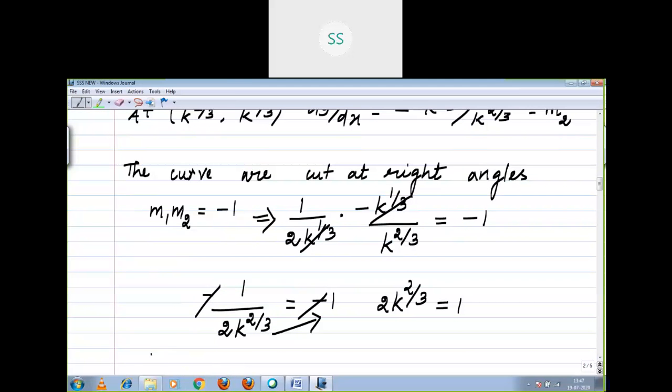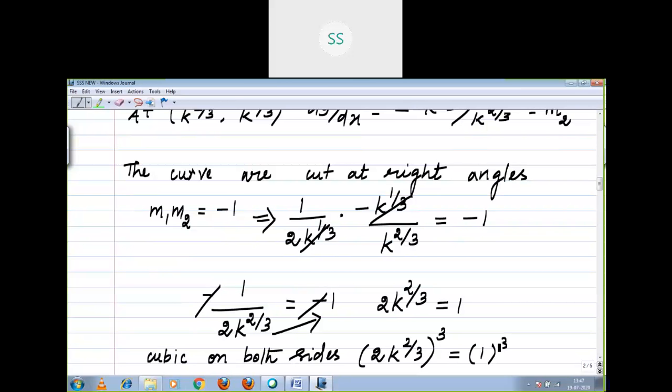Cube on both the sides. What can you get? 2 into k power 2 by 3, the whole power 3, equal to 1 cubed. Cubing on both sides, like squaring.